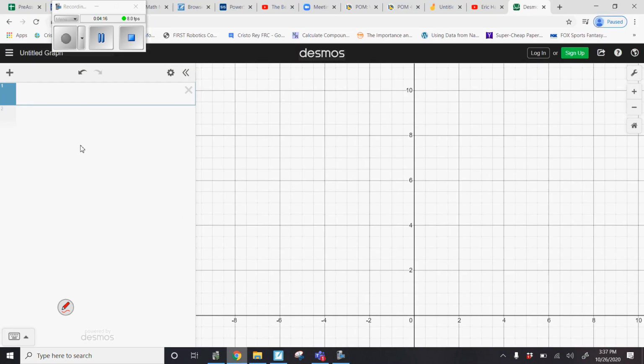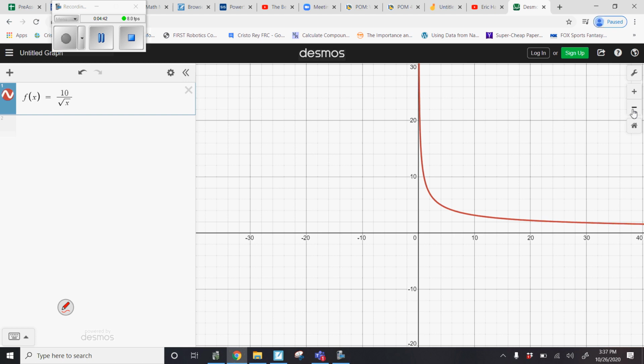what this graph looks like. So again, f of x equals 10 over, by the way, Desmos is a great free tool. If you just Google Desmos, you'll find it. For square root, if you just type SQRT. So here is this curve, okay? So this is what this graph looks like.